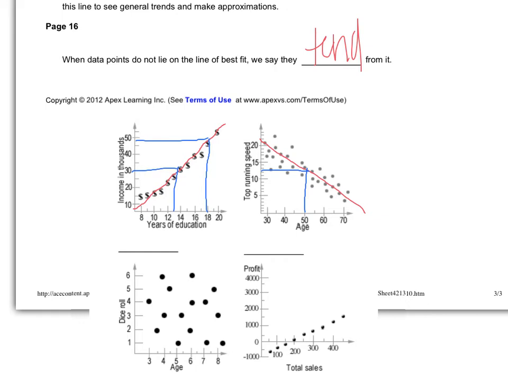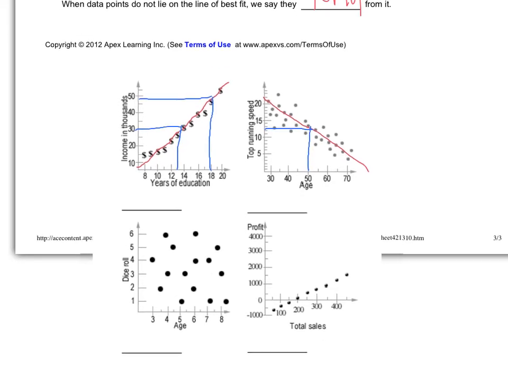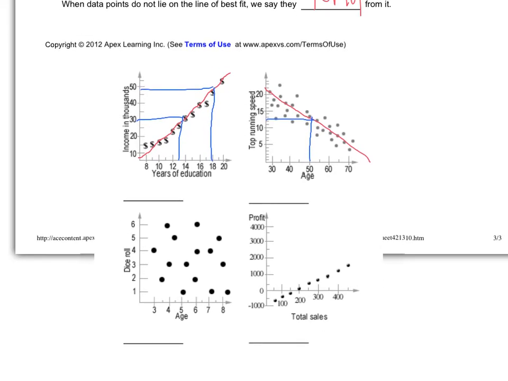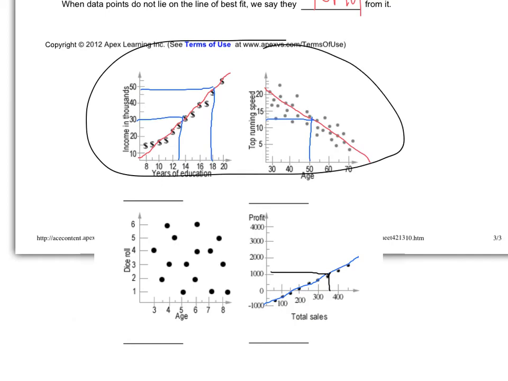Now, for the dice roll, we can't actually draw a trend line because there is no pattern for us to follow. For the total sales, we could draw a trend line, but it looks like these sales are pretty linear themselves, and so most of the time our points would actually be on those lines. But for these two graphs especially, we can use our trend lines to help us make predictions.